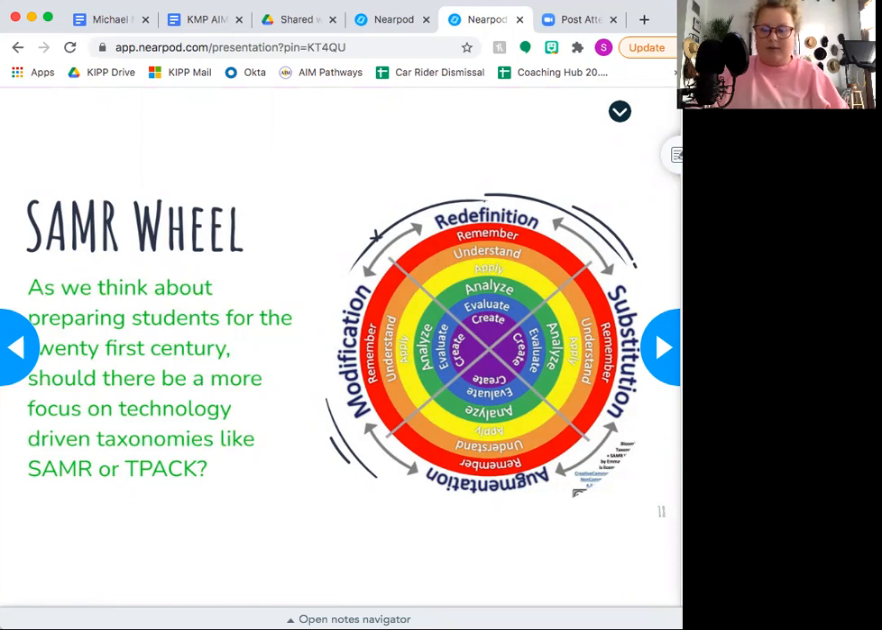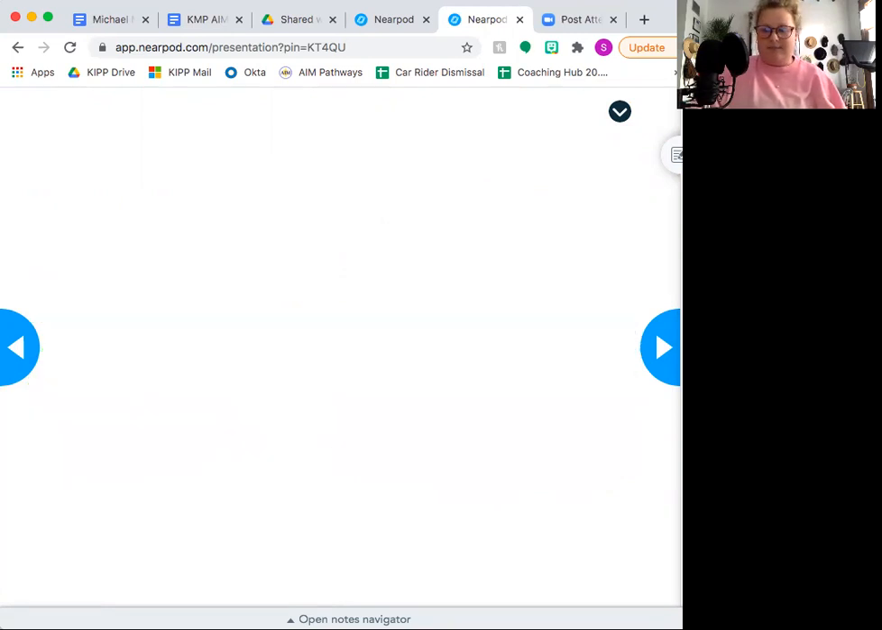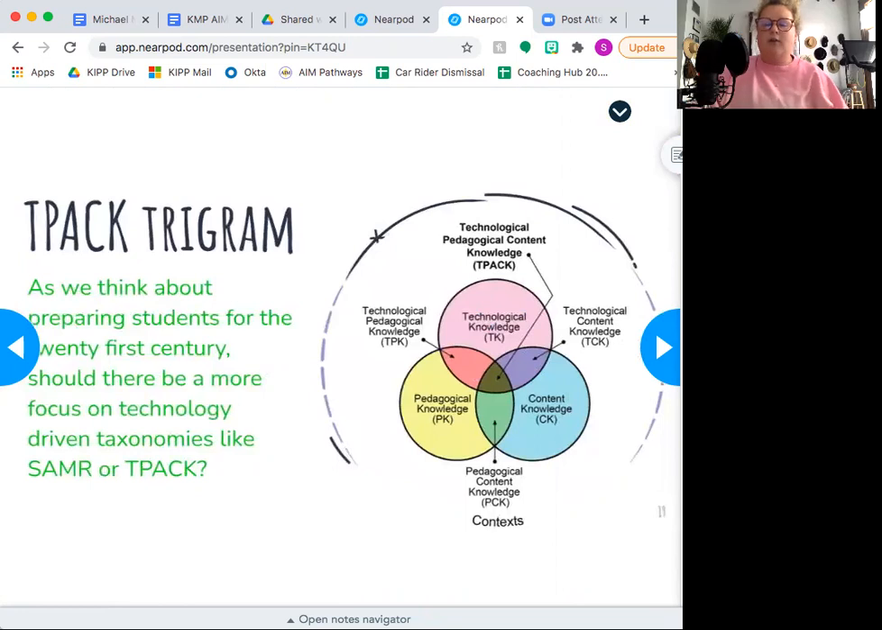Let's take a look. As we look at the SAMR wheel, we notice that there are elements of Bloom's incorporated in this wheel, but we also see how it is less linear and more of a progression, saying that we can go either way on the wheel as thinkers and creators. We can also take a peek here at the TPACK Trigram. The TPACK Trigram integrates pedagogical knowledge, technological knowledge, and content knowledge, seeing that these layers overlap with each other and overlap ultimately.